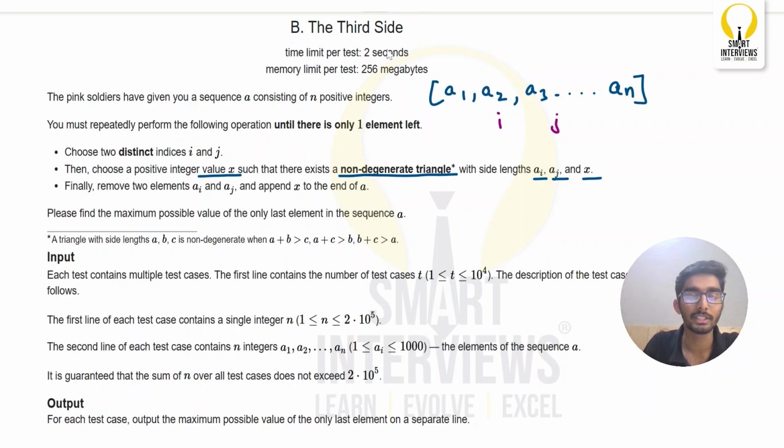Then choose a positive integer value x such that there exists a non-degenerate triangle. This means a valid triangle which has a positive area. Even in the problem they have given you some information about a non-degenerate triangle, where if A, B, C are the sides of the triangle, A plus B has to be greater than C, A plus C has to be greater than B, and B plus C has to be greater than A.